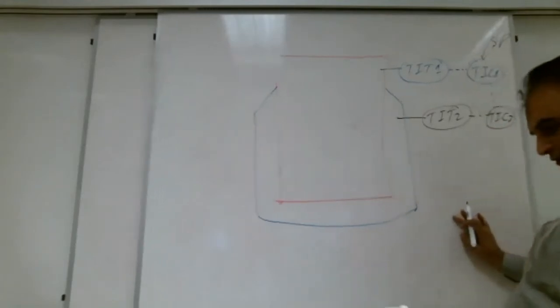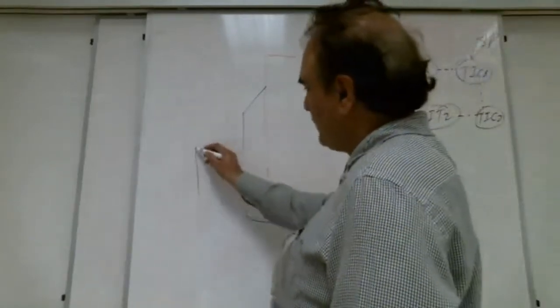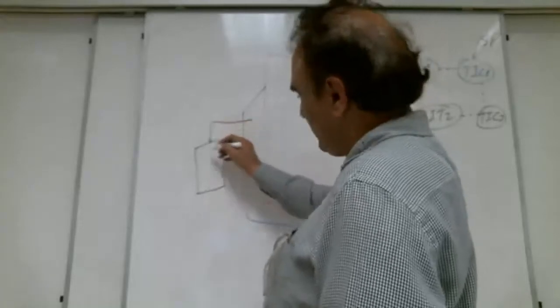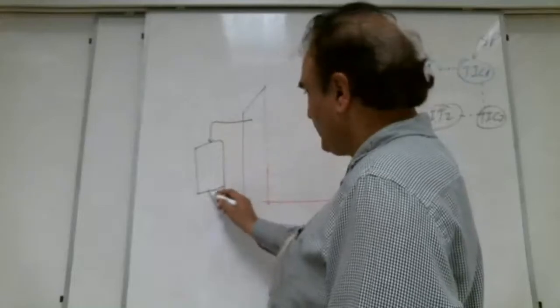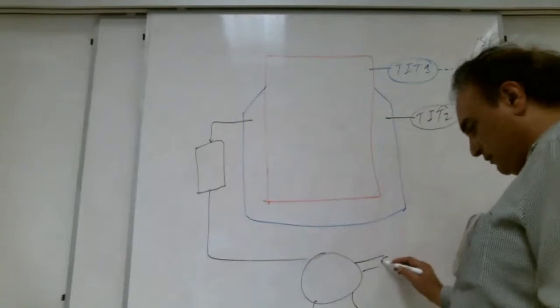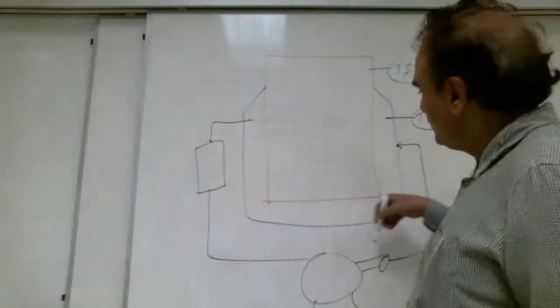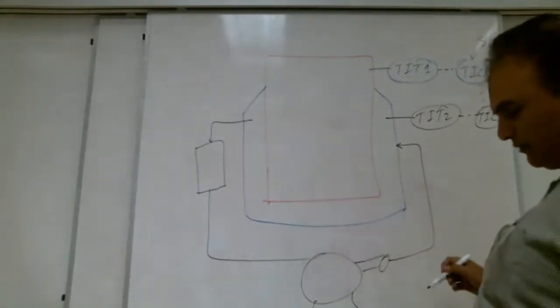In the jacket, we have this side glass. The water, we can see some water here. It is circulating with this pump. The pump is there. So this water is circulating through the pump.